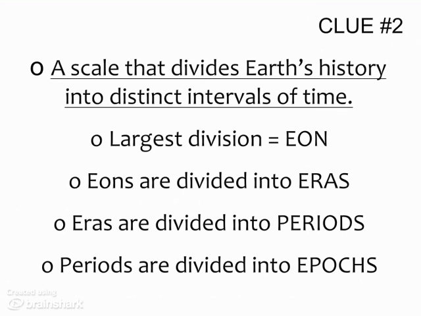Clue number 2 that scientists use to help them study the past is the geologic time scale. This basically takes the whole history of the Earth and divides it into smaller, more manageable pieces of time. So you see some examples of those listed on your screen: an eon, an era, a period, an epoch. Those are just all ways that we divide up Earth's history.